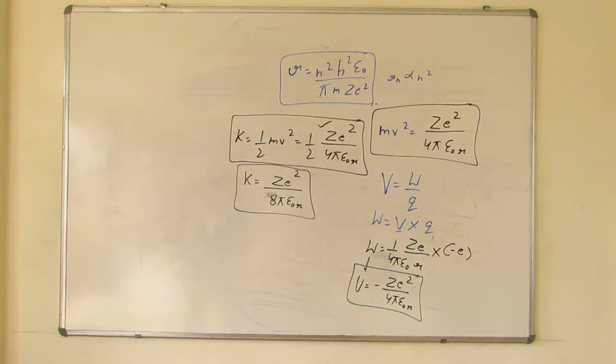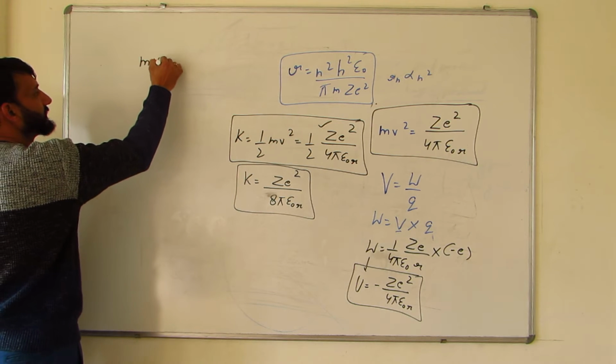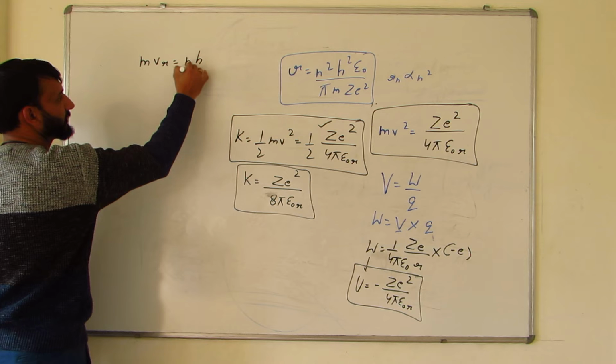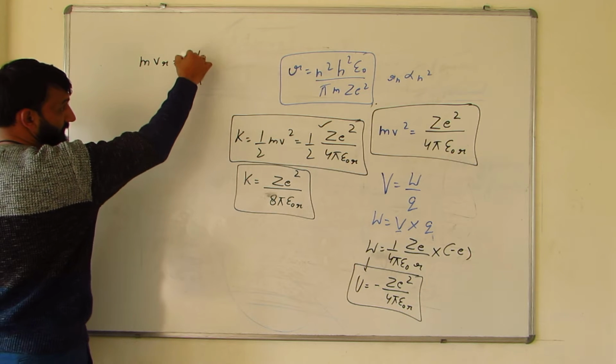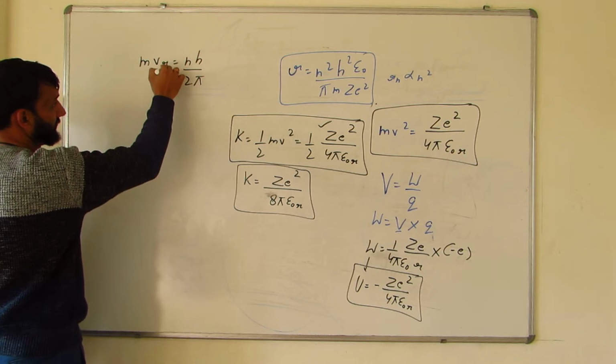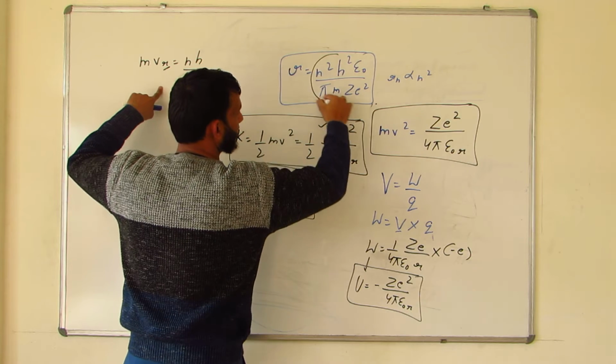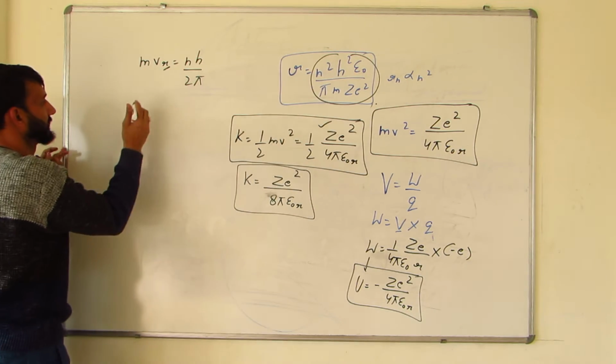Now similarly we can do it for the velocity also. So how do we do that? For velocity, angular momentum, which is mvr, is equal to an integral multiple of h upon 2 pi. From here you can take out the value of r, or you can use the value of r here and put it in this equation.